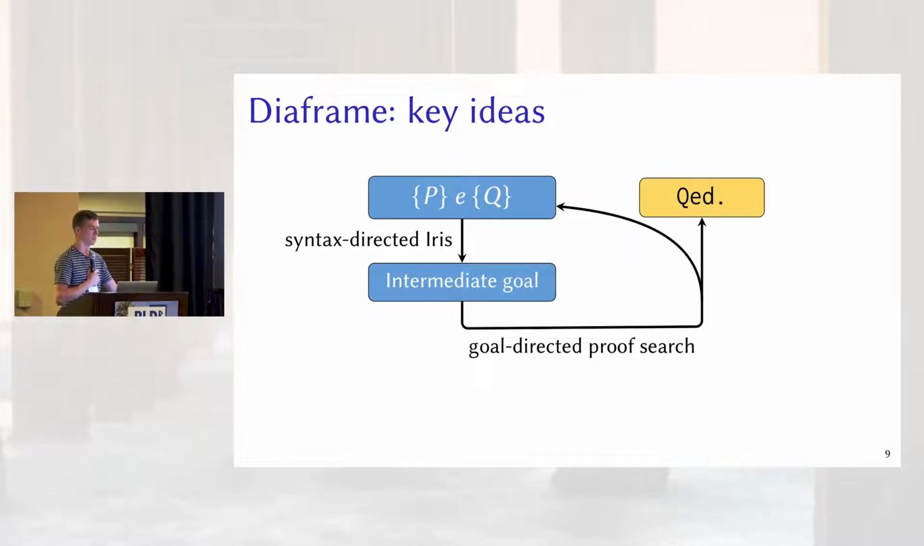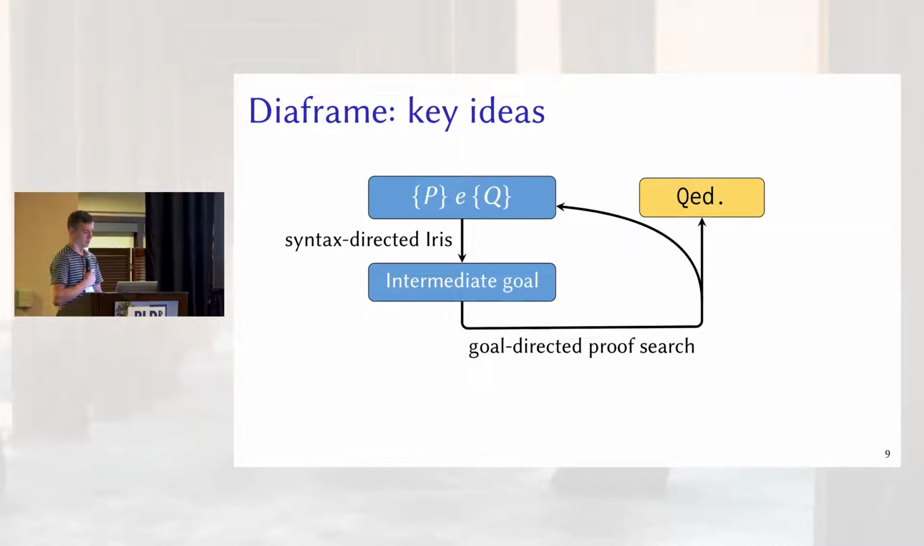Now, there's a bit of a tension going on here. On the one hand, we want the intermediate goal to be simple so that the proof search procedure is easy. On the other hand, we want to support as much of the Iris rules as we can, which makes the intermediate goal format a bit harder.